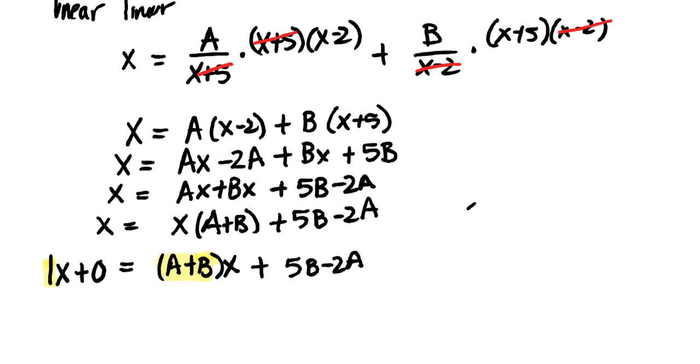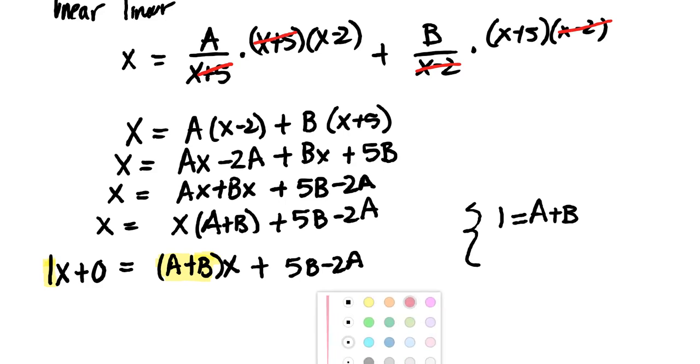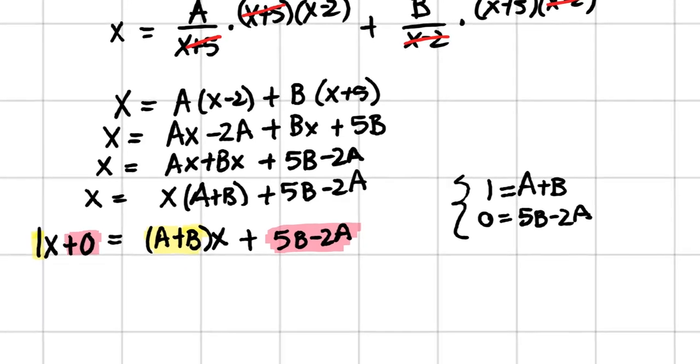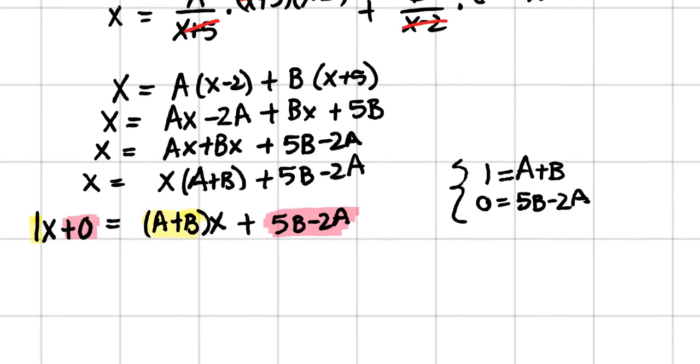So for my system, my first equation is 1 equals A plus B. For the second equation, my constant on the left should equal my constant on the right, so 0 equals 5B minus 2A. Then I want to solve that system of equations, and we've learned a bunch of different ways to do that. I'm going to try substitution.